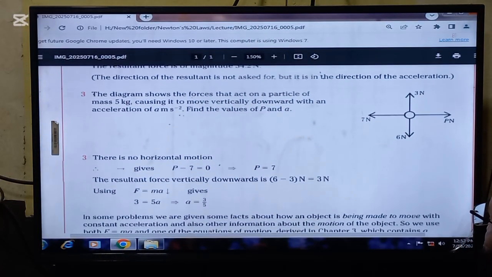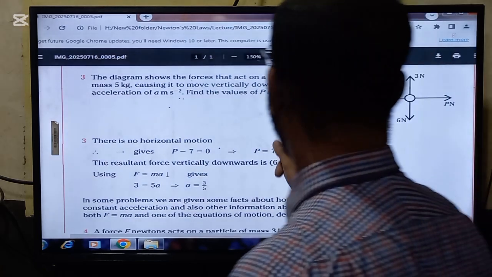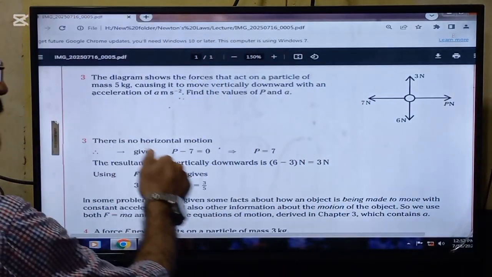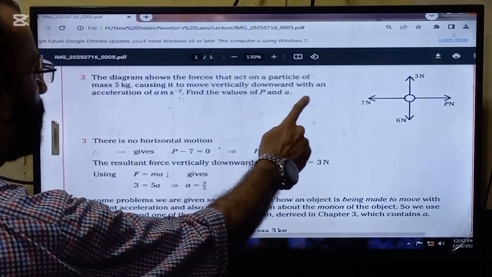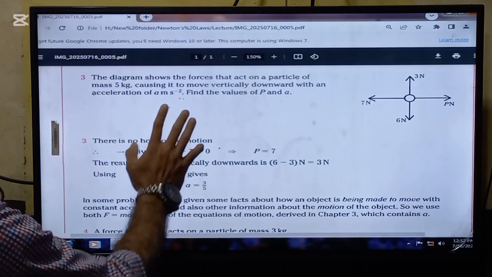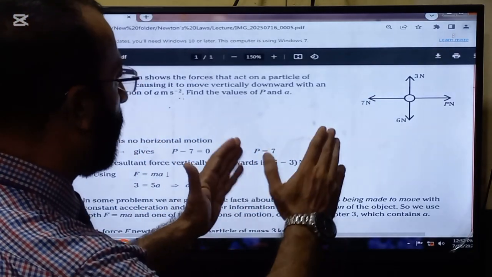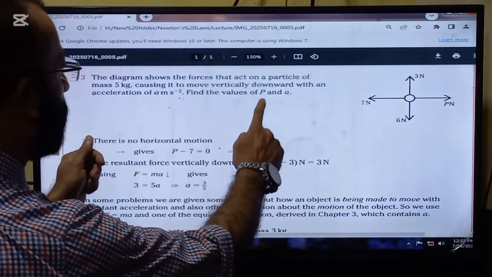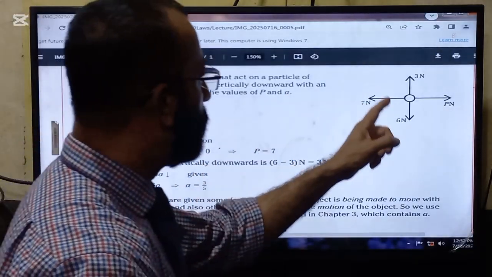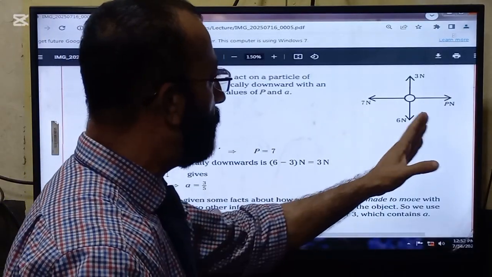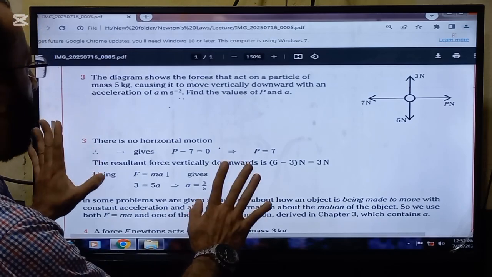The diagram shows the forces that act on a particle of mass 5 kg, causing it to move vertically downward with an acceleration of A meter per second square. Find the values of P and A. So, causing it to move vertically downward with an acceleration, it means horizontal forces should be equal, because it is given that there will be a vertical acceleration.